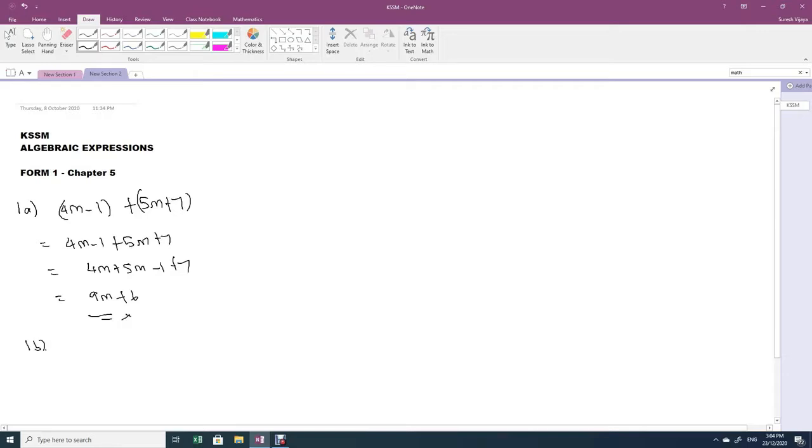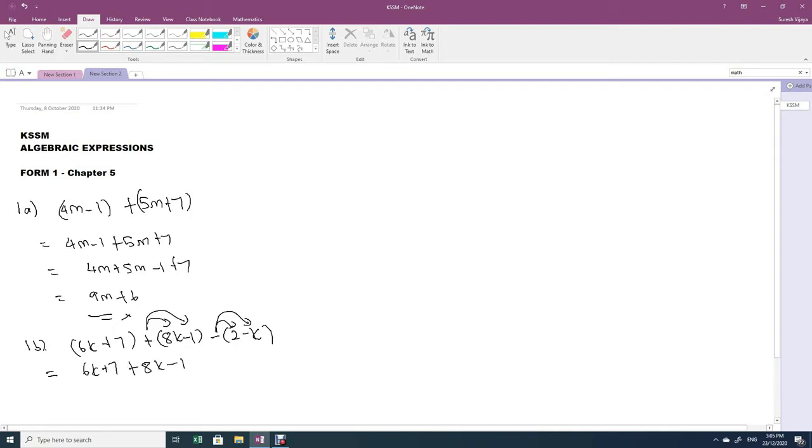So 1b, we have 6k plus 7 plus 8k minus 1 minus 2 minus k. So what we do next is we break down the parentheses. To do that, we write back 6k plus 7. The plus sign we multiply in, and the minus sign we also multiply in. So we have plus 8k minus 1.